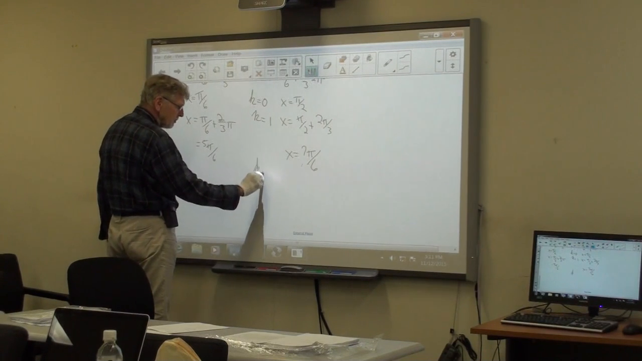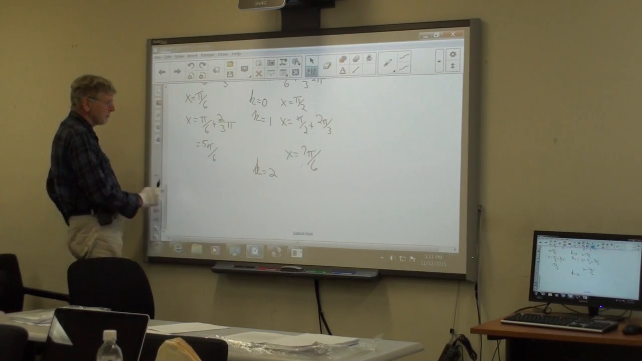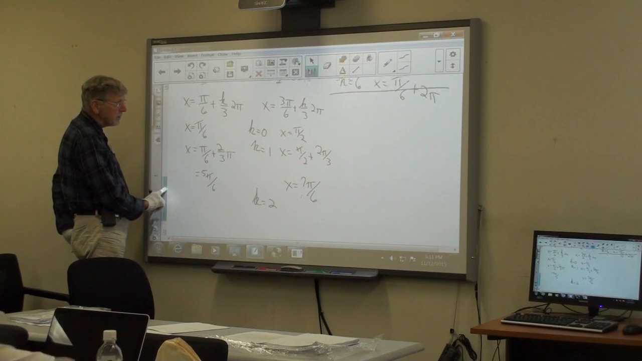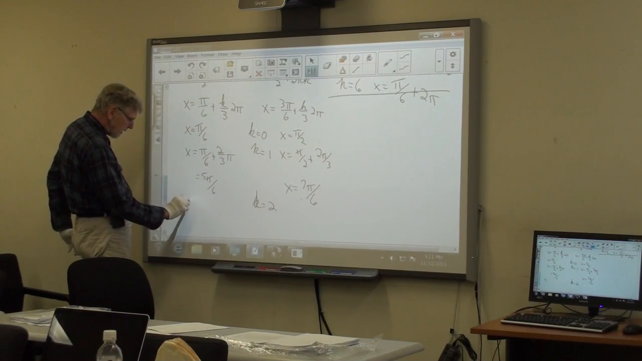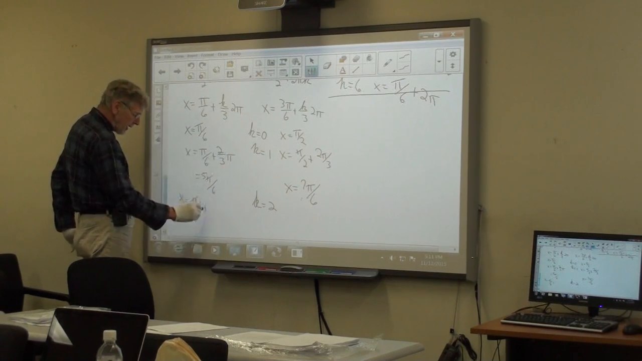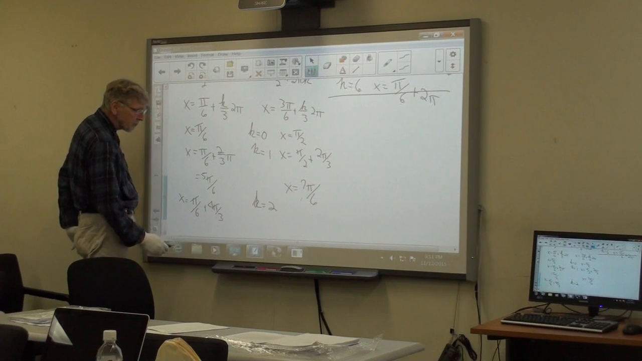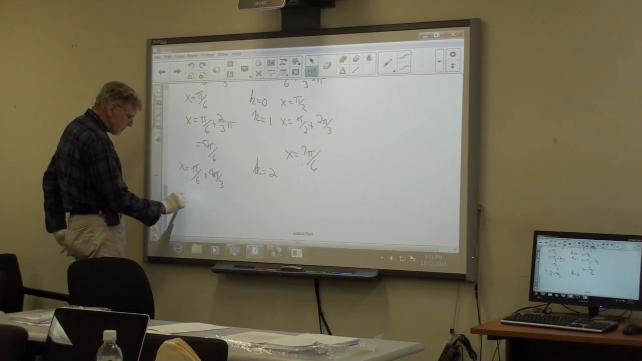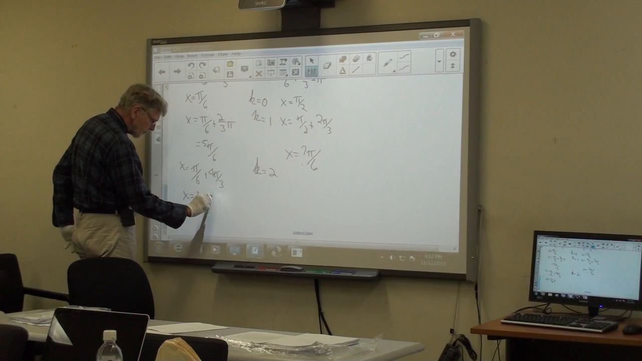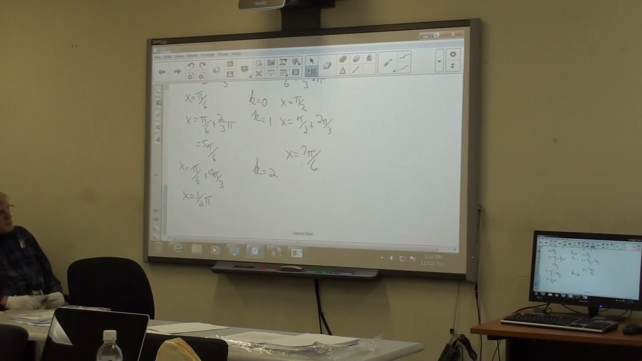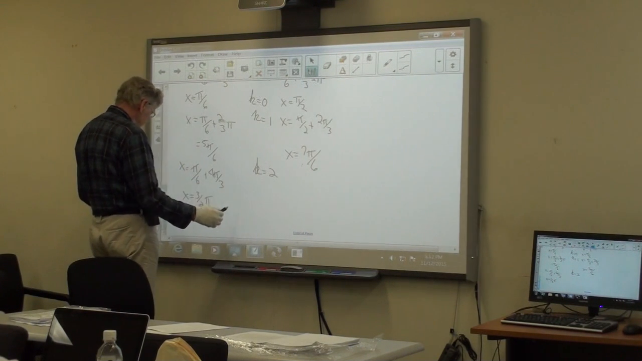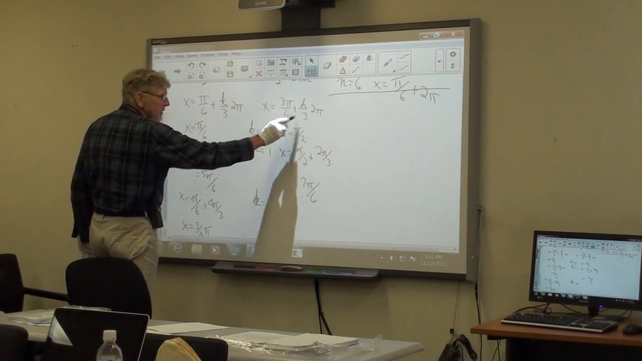Good. So now let's let k equal 2. Remember the general formula is here, so k equals 2. We're going to get x equals pi over 6 plus 4 pi over 3. And what does that combine to? 9 pi over 6, or 3 halves pi. Now I'm going to let you do this one over here for me. I want k equals 2, and I want you to evaluate this for k equals 2.